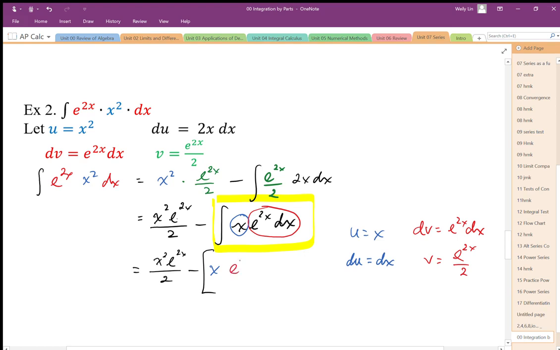So e to the 2x over 2. And then my new integral minus, okay, so this is applying my formula, uv minus integral of v du. So my new v here, and I'm generating my new integral, and du is going to be dx. So here's my v du. So sorry, my du is dx.